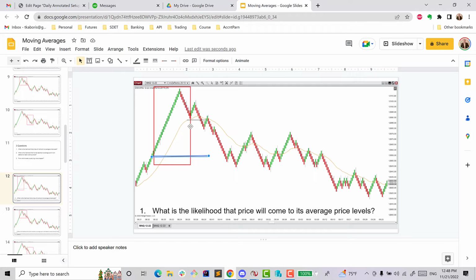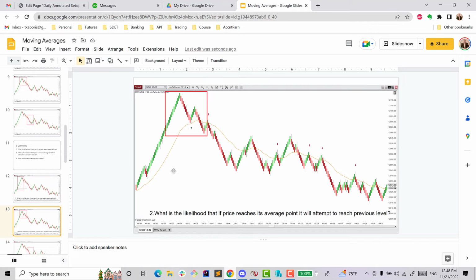Look here, we have the same thing. If we take these 34 bars, it started here, low point here, high point here. What is the likelihood that if price is here, it will return to the average price levels? It's very high. It did it here, and then it did it here.